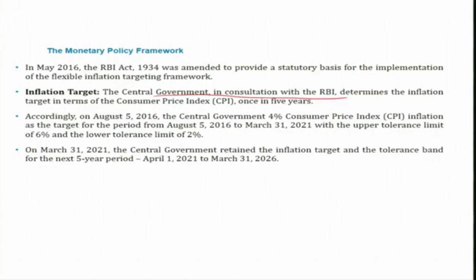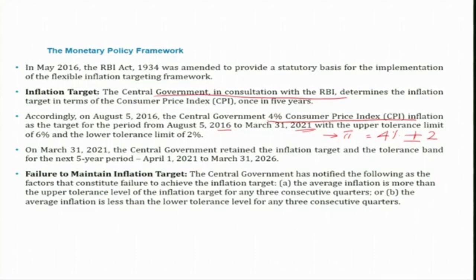So accordingly, in August 2016, the central government fixed 4% consumer price index inflation as the target for the period from August 2016 to 2021, with an upper tolerance limit of 6% and a lower tolerance limit of 2%. That means the inflation target is equal to 4%, using the consumer price index, with an upper and lower tolerance limit of 2. That means the minimum it can go is 2% and the maximum it can go is 6%, and this is the mandate given to the RBI by the central government.